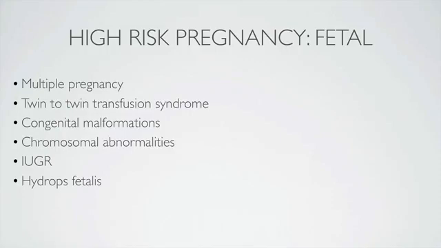Obviously, some of these problems in this list will be unknown, and we won't know that the pregnancy is high risk until after the pregnancy, and we will then go back and think, why was this pregnancy not successful, or what went wrong to make this fetus unwell? Intrauterine growth restriction also puts the fetus at risk. Hydrops fetalis is where there is excess body water causing edema of the fetus, and the causes include anemia, cardiac disease, and Noonan's syndrome.